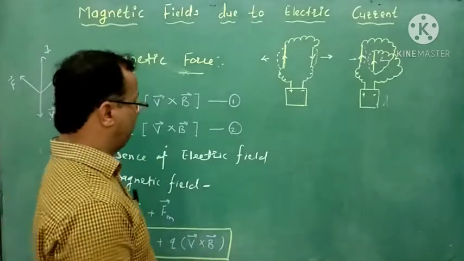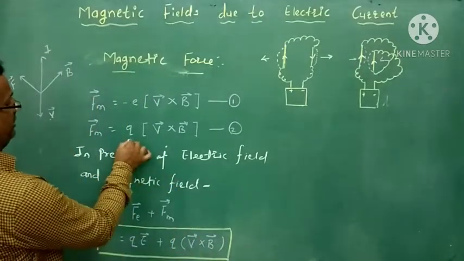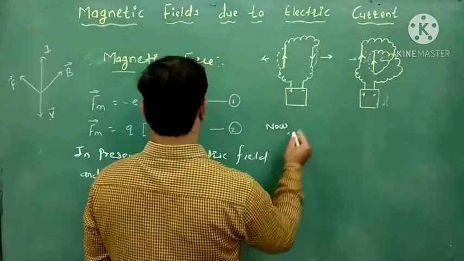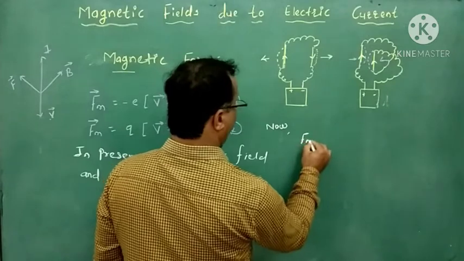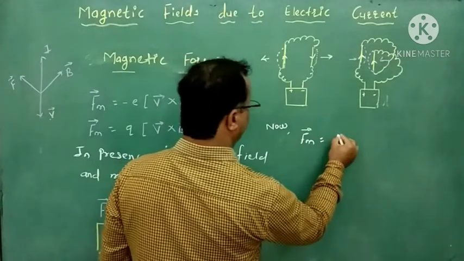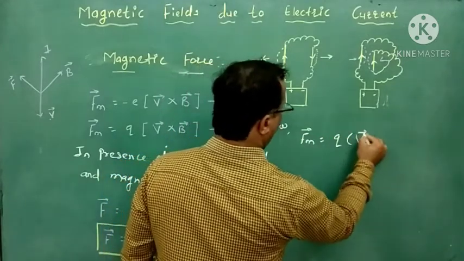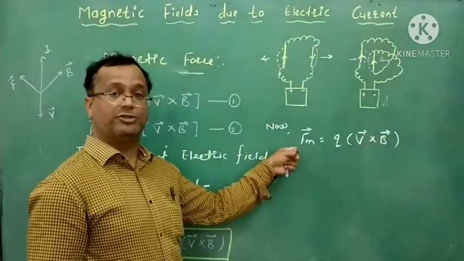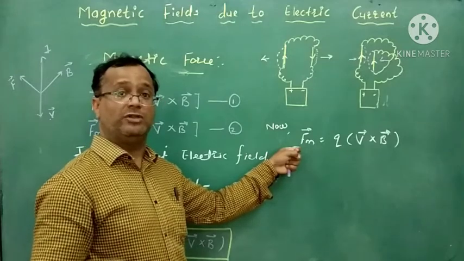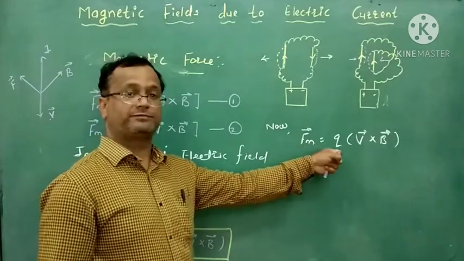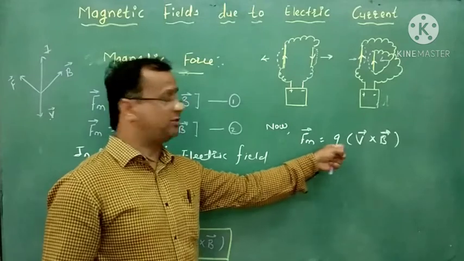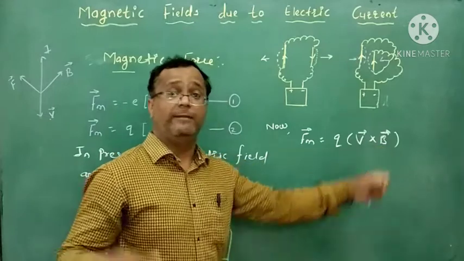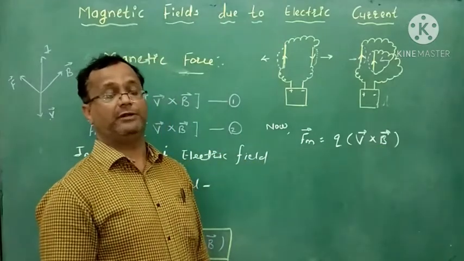Now we want to see the first case of this equation, this one. We want to consider this one. Now we know the equation, which one? Fm, which is equal to what we get there? Q into V cross B. Here the magnitude of the magnetic force depends mainly on three quantities. Which ones? That is the magnitude of the charge, the velocity of that charged particle, and the magnitude of the magnetic field.